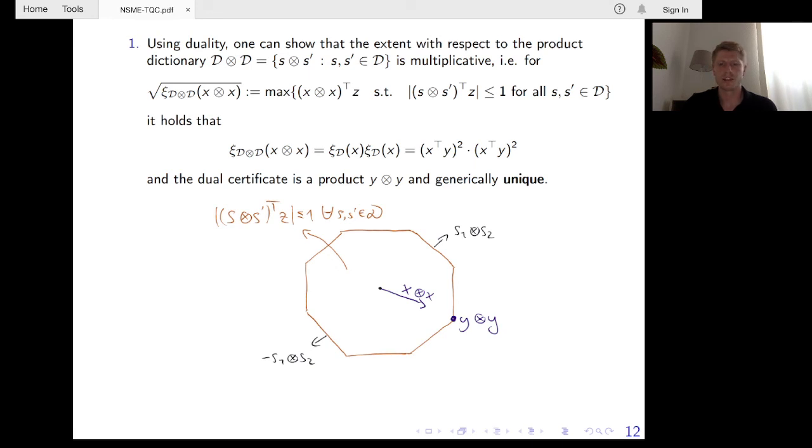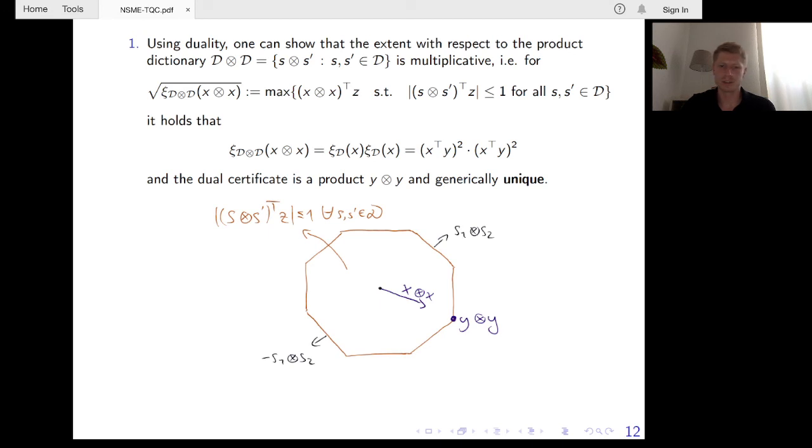So if we compute this, this is simply the product of the extent of x with respect to d times the extent of x with respect to d again. And this is multiplicative, and if y is a witness for the extent of x with respect to d, then y tensor y will be a witness for the extent of x tensor x. And what else do we have? This optimal dual witness y tensor y is generically unique. So if we look at our picture, we are maximizing in the direction of x tensor x, and generically you will get one unique optimal solution in the dual program.